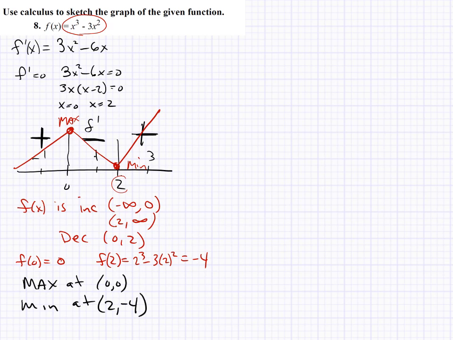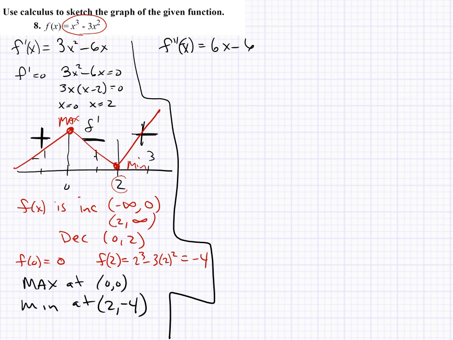All right, so that's a lot of information right there. All just came out of the first derivative. Then we're going to look at the second derivative. So let's section this off. We're going to look at the second derivative. Second derivative is going to be 6x minus 6.